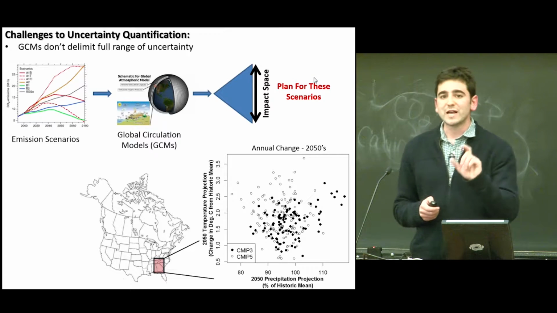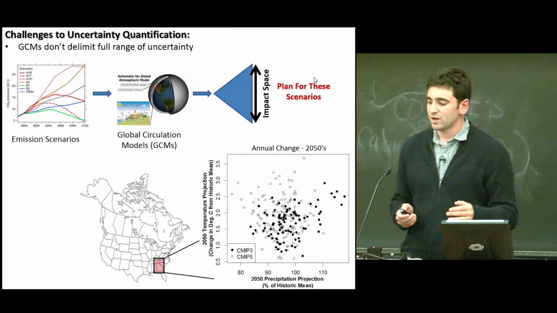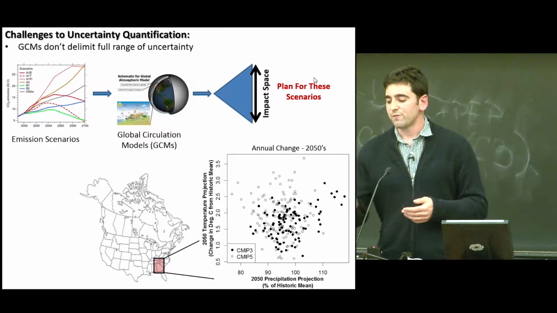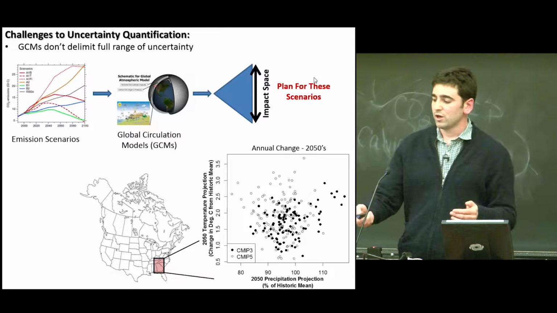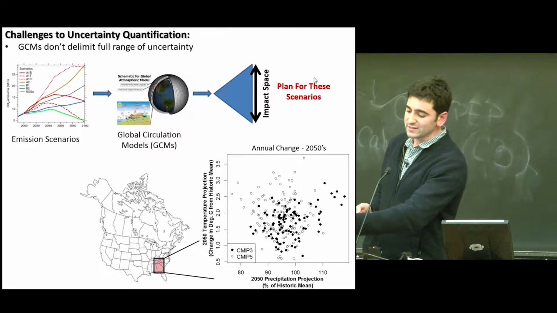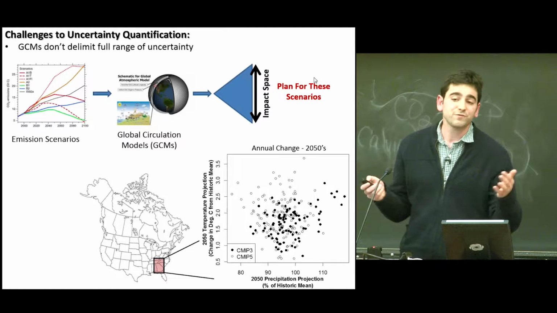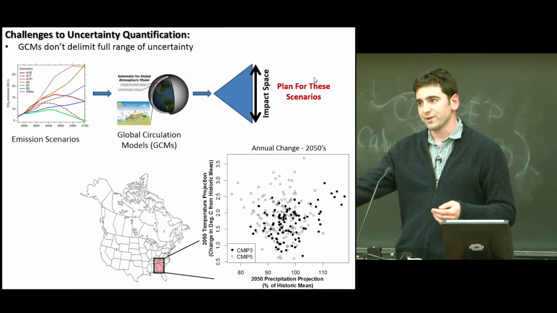And we have two generations of models. So it's a big ensemble of models, but two generations. The CMIP 3 is the older generation, and then they updated it with the CMIP 5. If you look at the CMIP 3, those dark dots, and you look at precip, you can see that maybe at the driest, as we move to the left on the x-axis, we get to about a 15% decline in precip, and we have some wet outliers on the right.